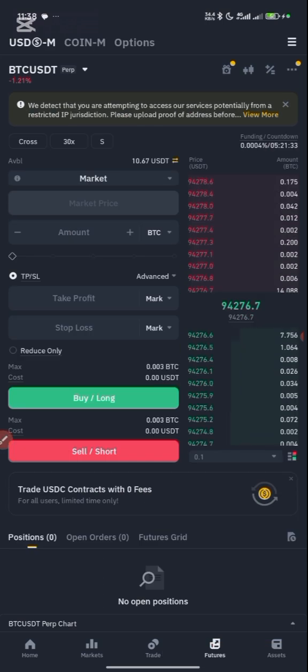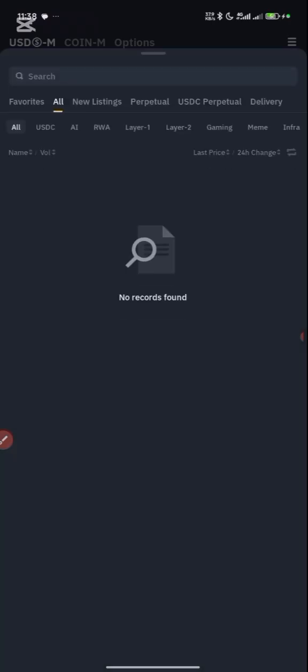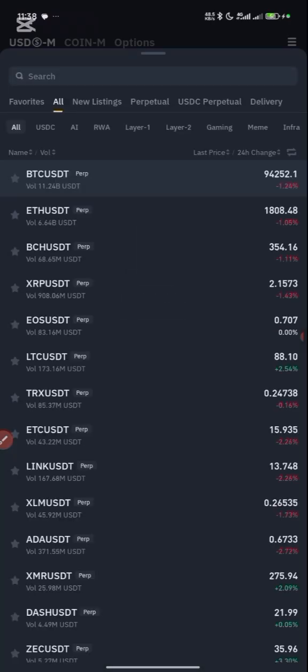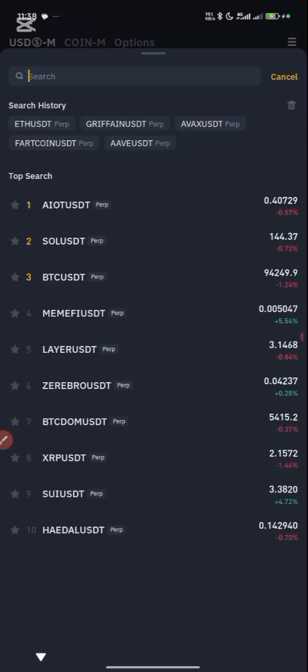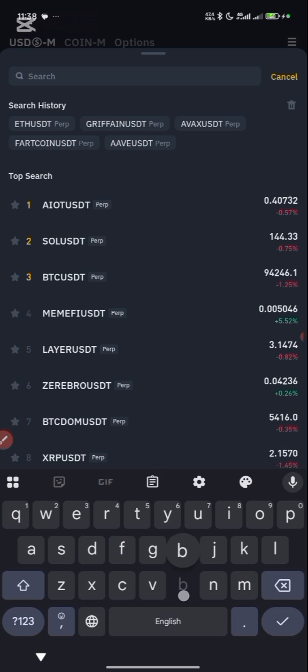So now let's get started. Let's start from the beginning here. If you want to trade on futures, let's talk about the functions first. This is where you can search for coins that you want to trade. There are plenty of coins out there, and you can search here also. Let's say you search for BTC.